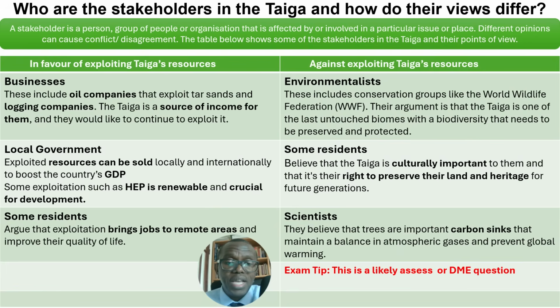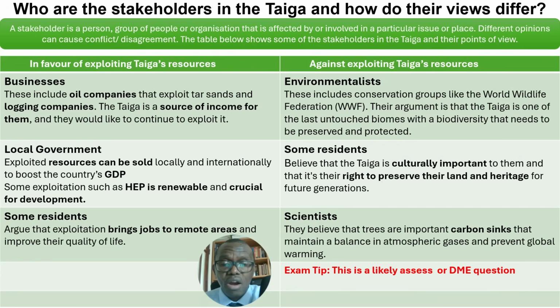So what groups are against the exploitation of the taiga's resources? We have the environmentalists, and these include conservation groups such as the World Wildlife Federation, the WWF, and their argument is that the taiga is one of the last untouched biomes with a biodiversity that needs to be preserved and protected. So the environmentalists are not for the idea of exploiting the taiga.